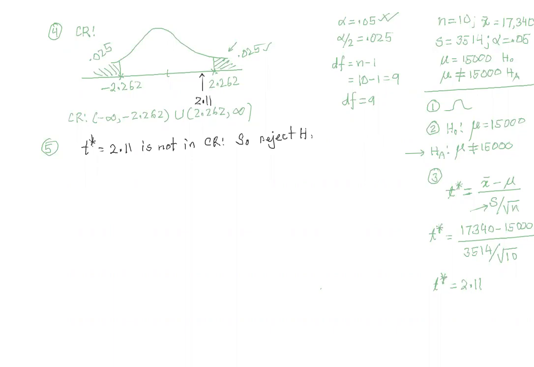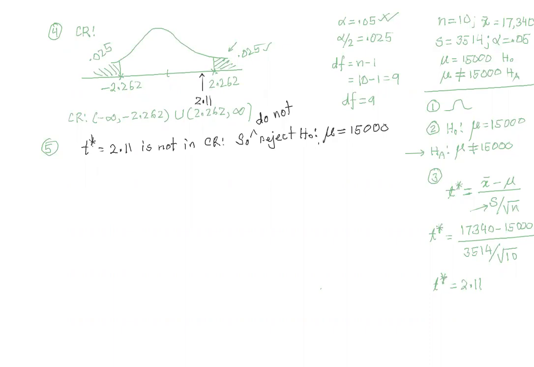null hypothesis H naught, that mu, oh, sorry about that. Do not reject, not no. Reject because it's not in the critical region. If it is not in the critical region, you do not reject. If it is in the critical region, you do reject. So it's not in the critical region, so you do not reject null hypothesis that mu is equal to 15,000.